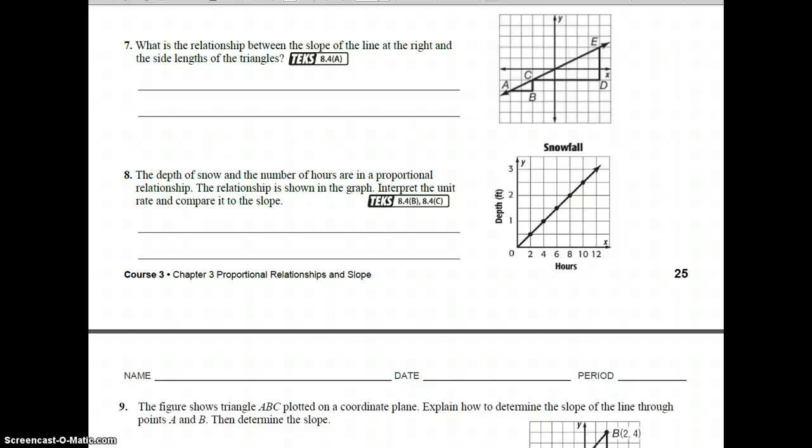Okay, guys, we're going to go ahead and finish up our review now. We're on number 7. It says, what is the relationship between the slope of the line at the right and the side lengths of the triangle? Well, if we take a look at the first little triangle right here, let's find the slope of this line right here, AC. What's the slope of that line right there? Who can help me find the slope of that line?